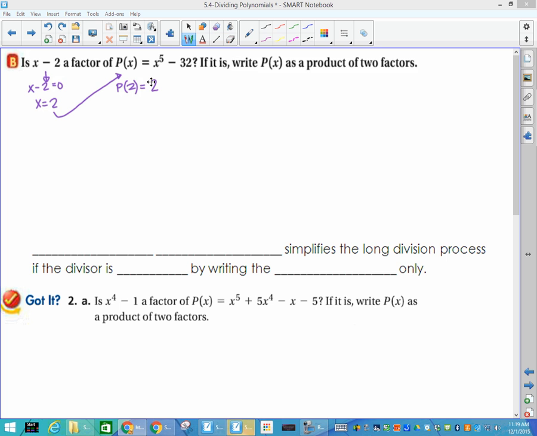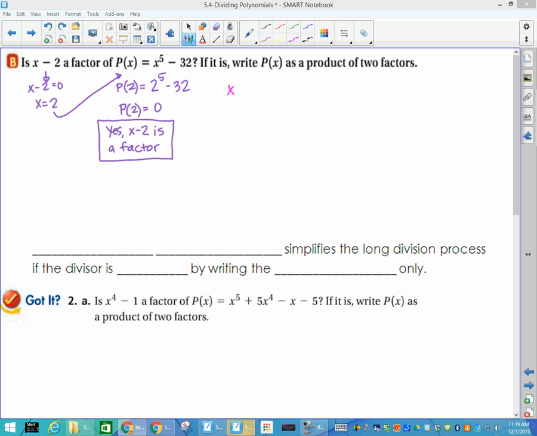So we're going to put in 2 to the 5th minus 32. Okay? What does that equal? Well, 2 to the 5th is 32, and 32 minus 32 is 0. So that means, yes, x minus 2 is a factor of that polynomial. So sometimes it's easier to find out whether or not something's a factor before I actually do the division. Now, unfortunately, since we have to write p of x as a product of two factors, that means I've got to divide this out.